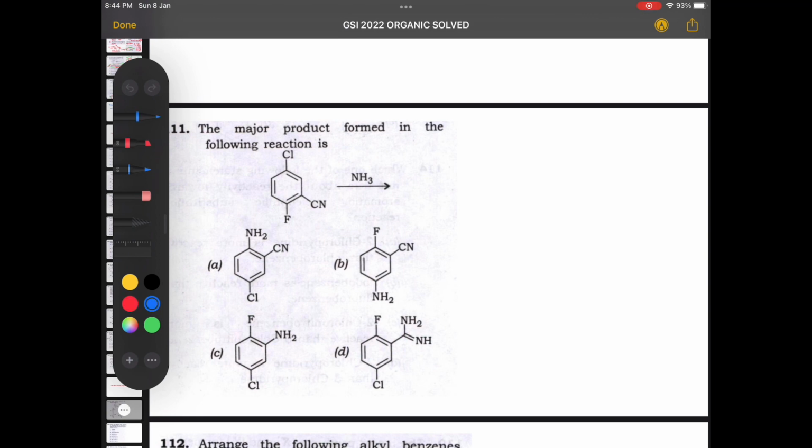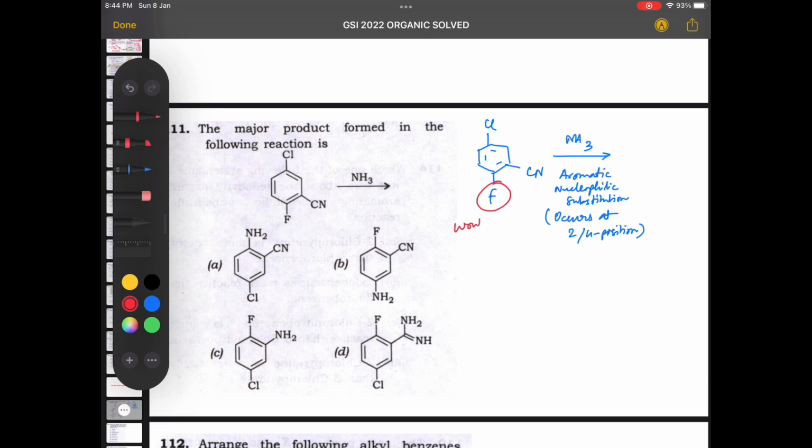So let us check the first question. This is a very simple question of aromatic nucleophilic substitution. Let us draw the reaction that is going to happen. As we can see, we have NH3, and we have fluoride and chloride. Now we know that aromatic nucleophilic substitution occurs at the 2 or 4 position from the CN. The CN here is the directing group which has the minus I and the minus M effect, and hence we see that fluoride is present in the second position, so fluoride would be substituted.